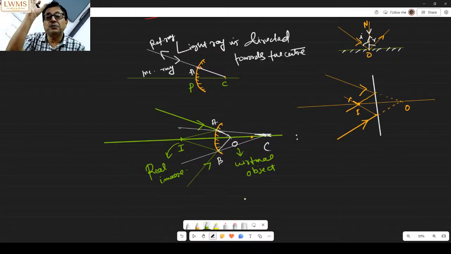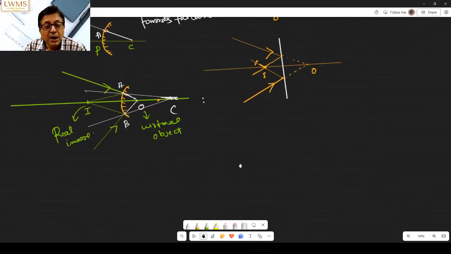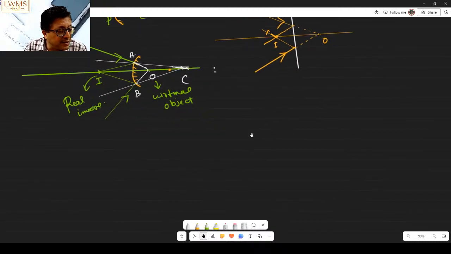Sign convention is going to play a vital role in establishing the relation between the object distance, image distance, all these things. But before we do that, let us make a few more observations. I hope you all are ready with the pen and pencil and doing it with me. Take some time, get ready with your pen and pencil.